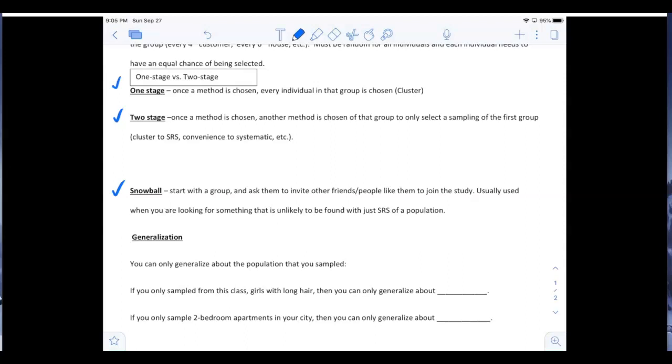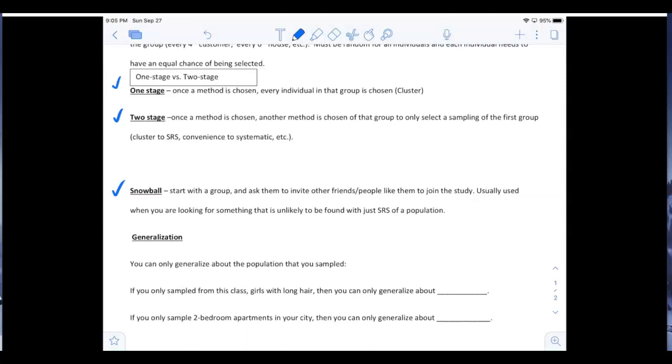if maybe they're in a group that talks to other people. So that's called snowballing, where you start with a few people and then you ask them to bring more people into the group to sample. So that's kind of like a voluntary sample in a way, but it's snowballing because you're letting the existing members of the group bring more members of the group in there.